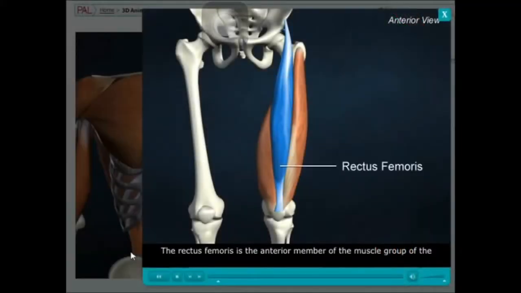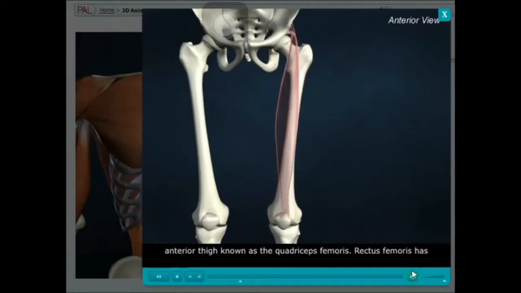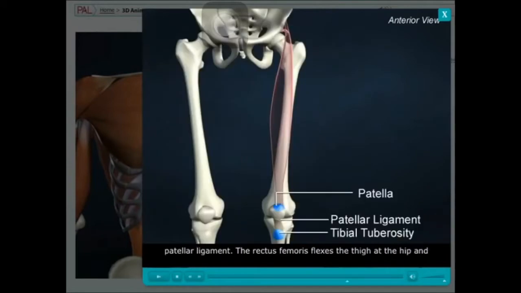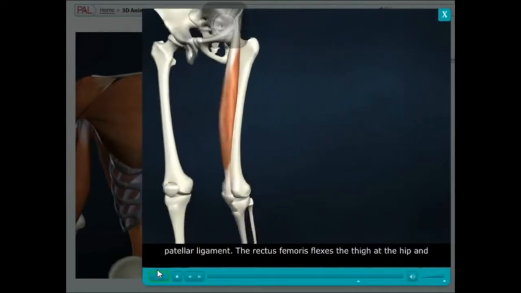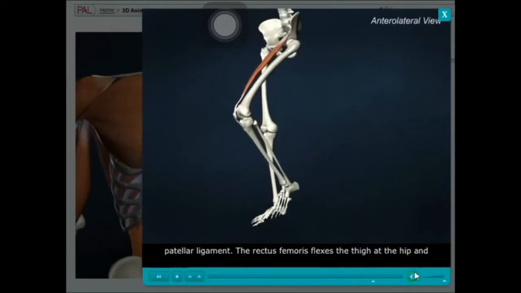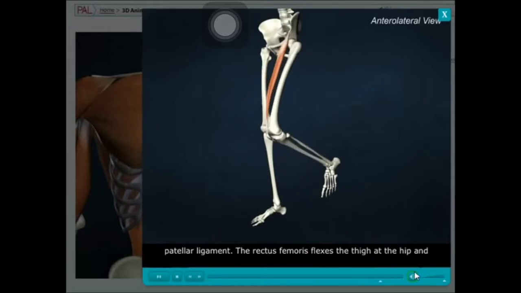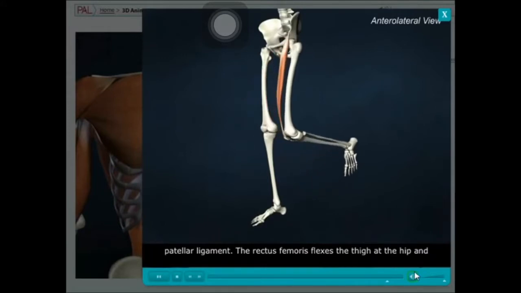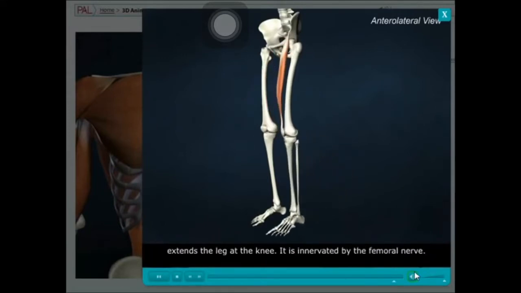The rectus femoris is the anterior member of the muscle group of the anterior thigh known as the quadriceps femoris. The rectus femoris flexes the thigh at the hip and extends the leg at the knee.